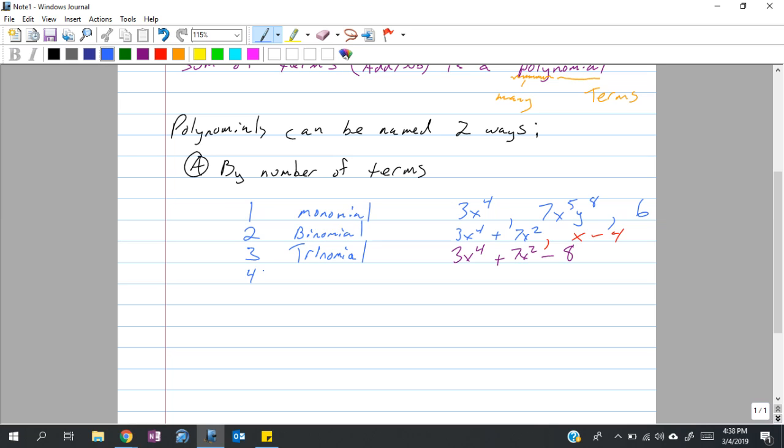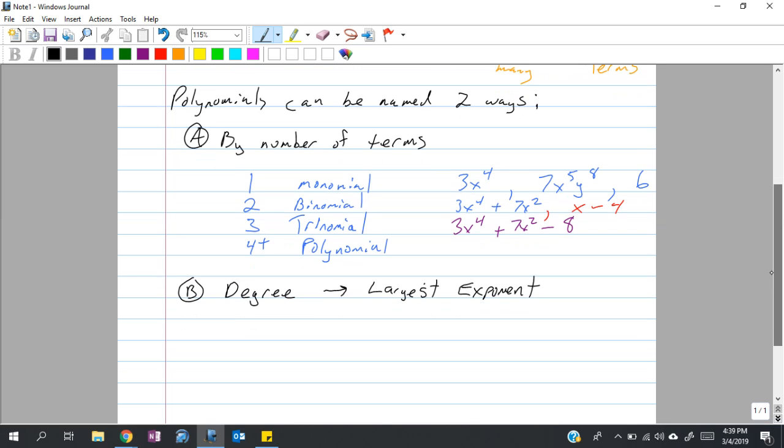And the last one is 4 or more. Instead of 4 or more, I'm going to call it 4 plus. If we have 4 or more, that's going to be just a generic polynomial. Rather than creating a new name for each number from 4 and after, we're just going to stick with straight up poly. All right, so that's the first way of naming these, by the number of terms. The second way that we can name a polynomial is by degree. Now, what is a degree, Smith? The degree is the largest exponent.